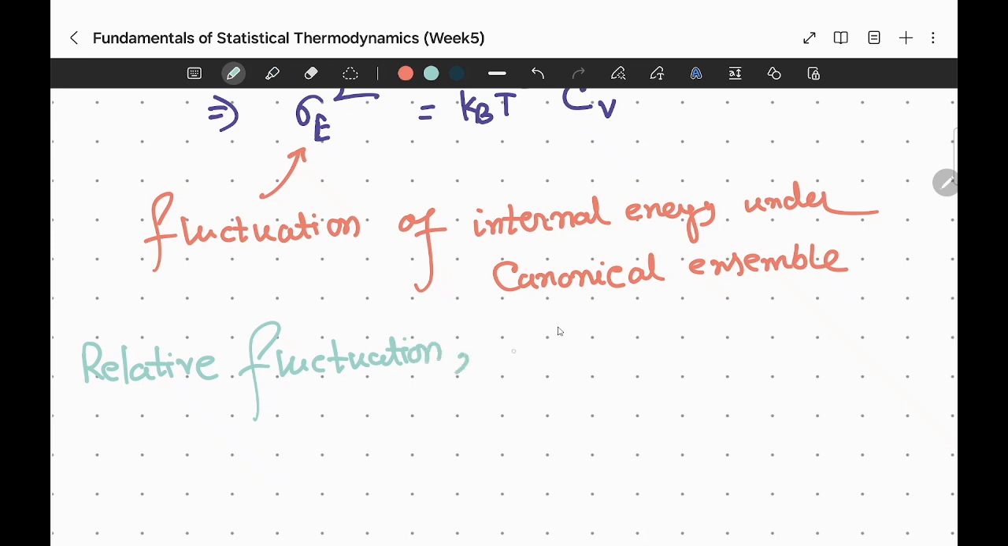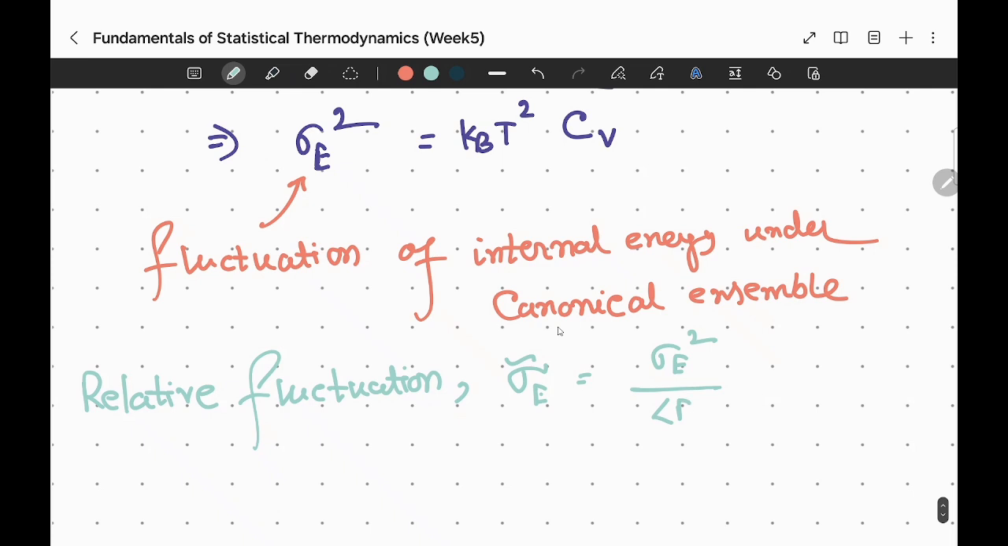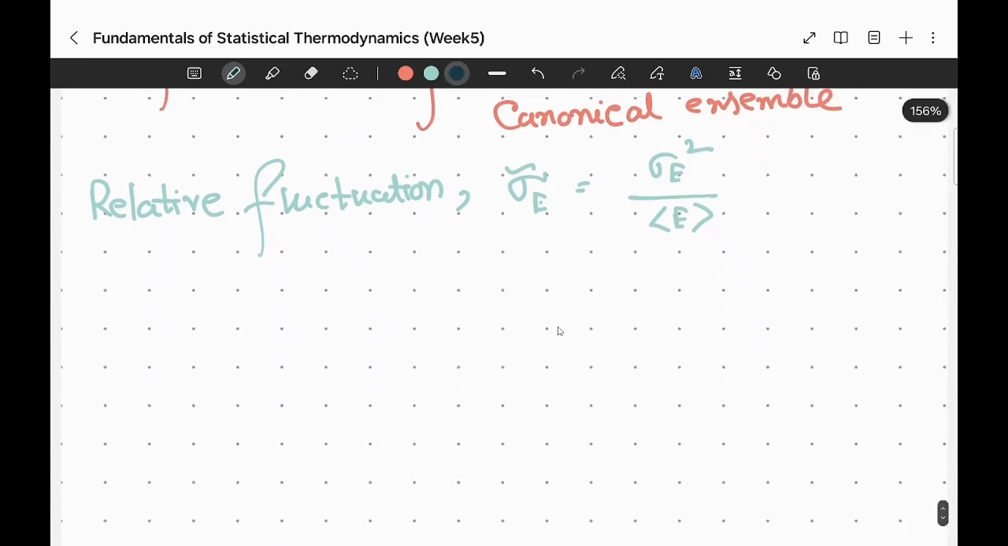Relative fluctuation, you know, that is sigma E, so it is sigma E squared divided by E average. I have just divided by the average value. This is the fluctuation and this is the average value. So essentially it will guide us on the relative values, right? That's why it is relative fluctuation. Yes, so you can calculate.